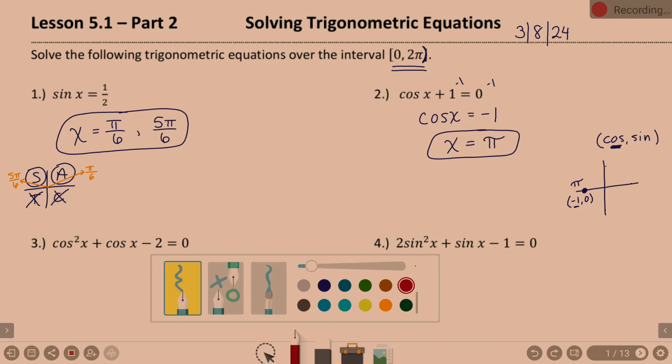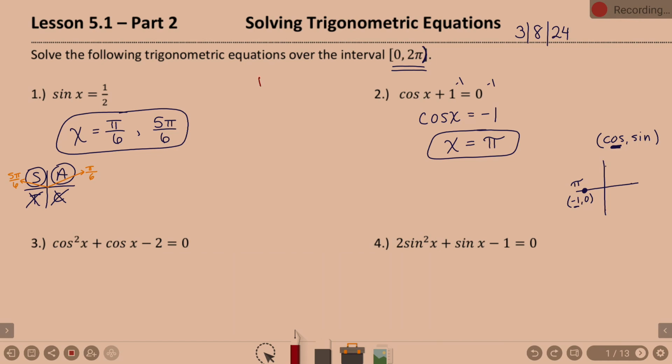My side note to myself is that as we're doing this, we are going to check the unit circle slash trig reference chart for values. That's going to be the name of the game today.